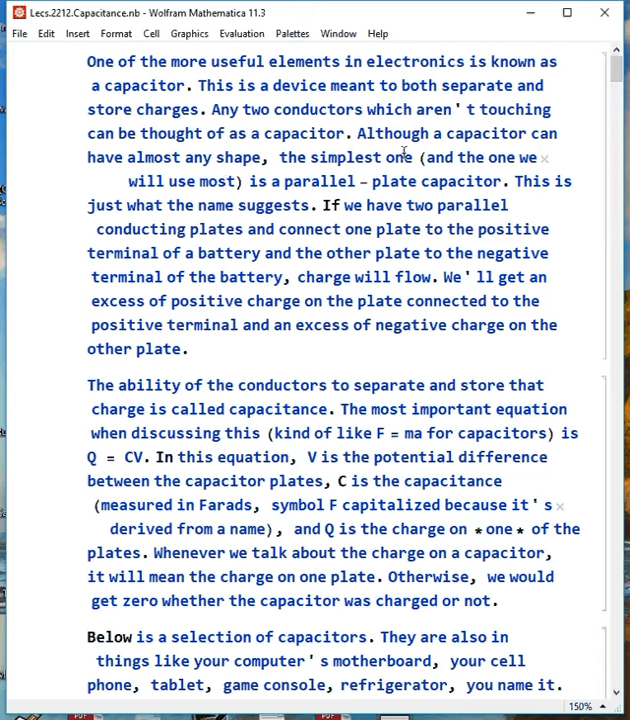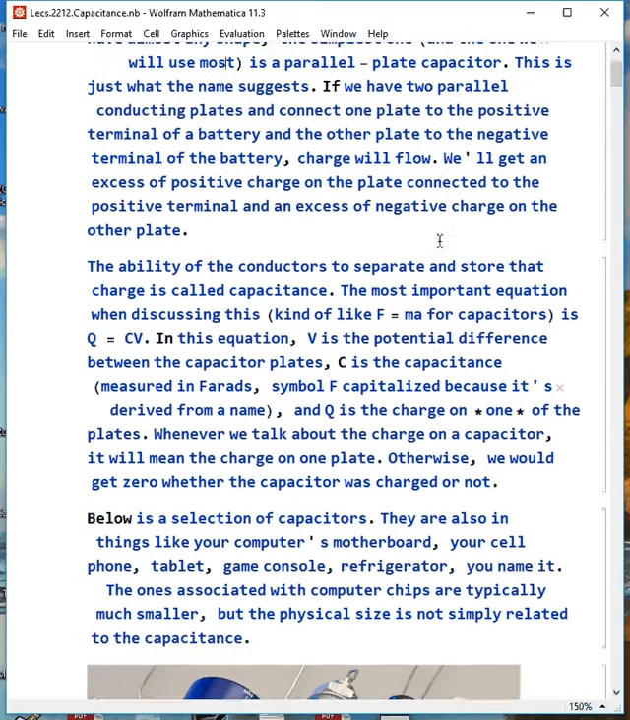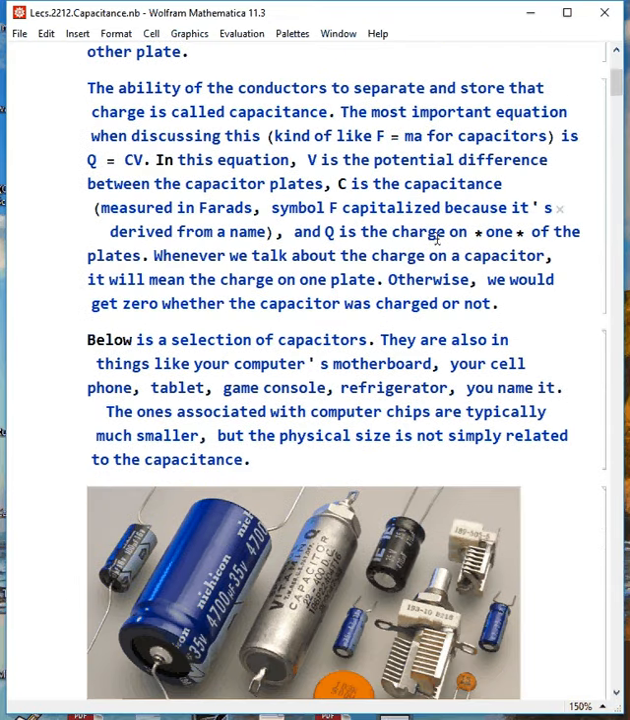It's two conducting plates that are parallel to each other. If we connect one to the positive terminal of a battery and the other to the negative terminal of a battery, positive charges will flow on to the plate connected to the positive terminal and negative charges on the other one. The ability of conductors to separate and store charge like this is called capacitance.